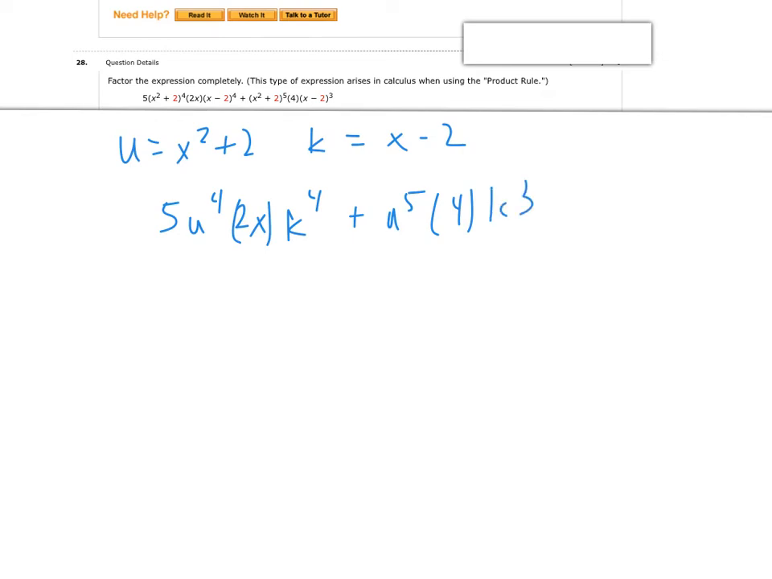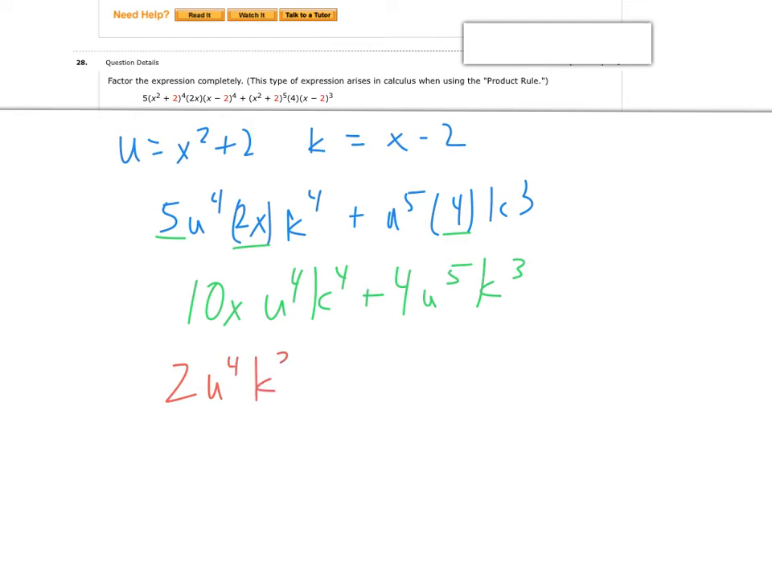k to the 3rd. Okay, the next thing I would do is, since these are together, I would multiply these and that gives me 10x times u to the 4th, k to the 4th. And then this 4, I would move that to the front of this term back here. And now we've got u to the 5th and k to the 3rd. All right, so now we're going to GCF here. So I'm going to take out a 2. It looks like I cannot take out an x. I can take out u to the 4th. I can take out k to the 3rd. And that's going to leave me with 5x, k, plus 2u, and no k on that one. I took them all out.